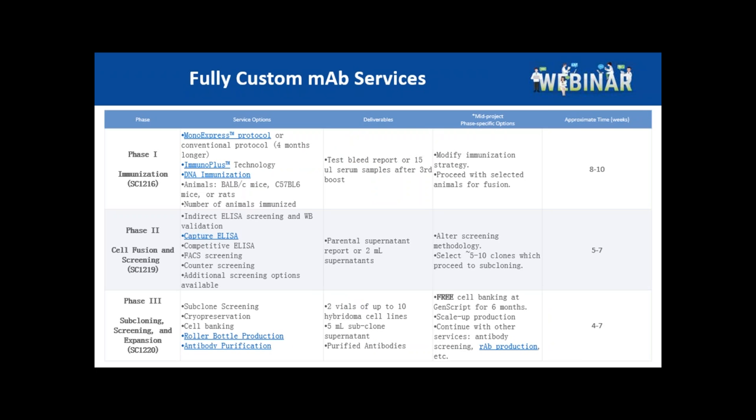GenScript's fully customized monoclonal antibody generation service is tailored to include anything and everything you would want in your monoclonal antibody generation process. You're in charge of deciding key steps in the antibody development process, including immunization schedule, additional screening, in-house analysis, number of clones, independent antibody validation, and anything else you can think of. This service also includes free cell banking for up to 6 months, as well as additional options such as antibody sequencing and scale-up production, making it perfect for any experiment platform.